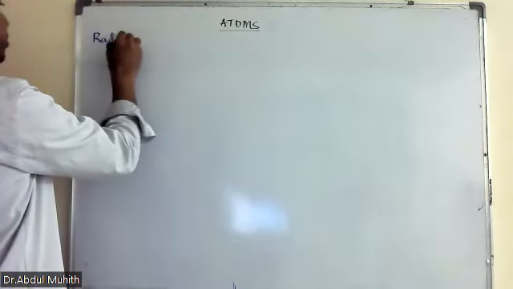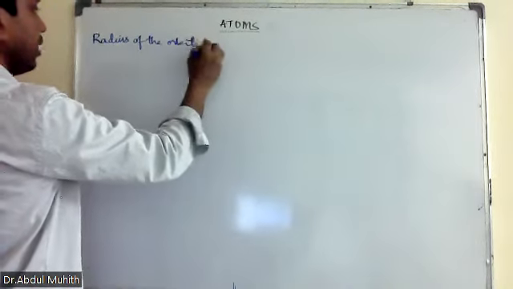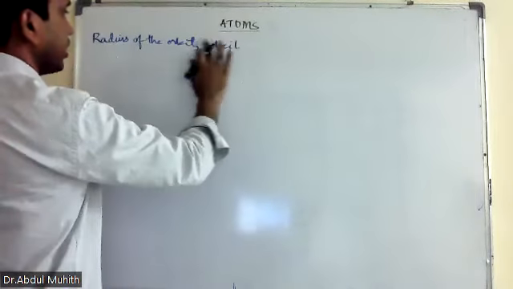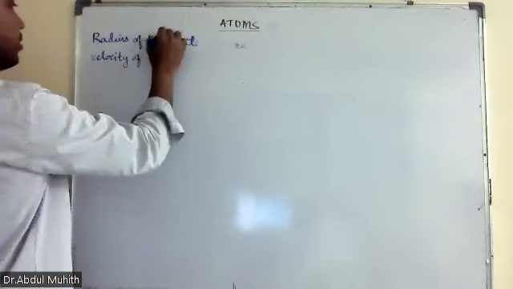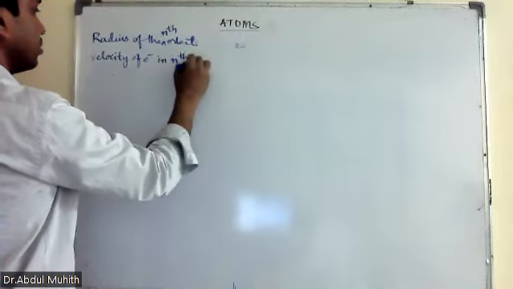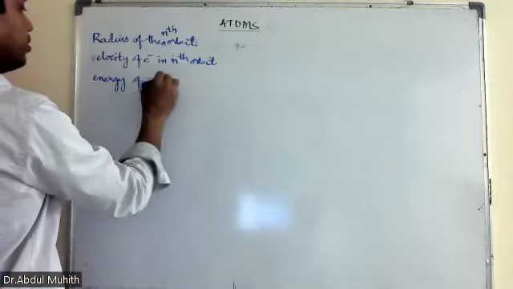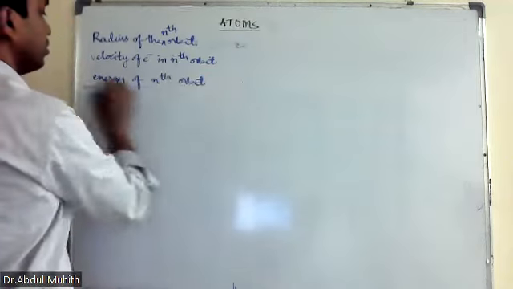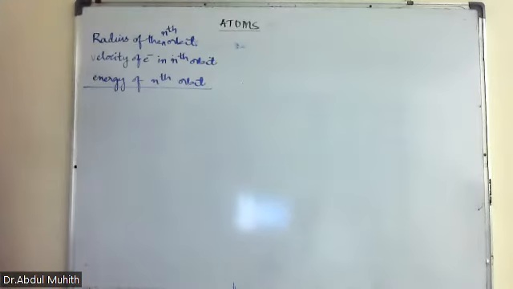Radius of the orbit. There are three derivations here. Velocity of electron in the nth orbit is the second one. Energy of the nth orbit. These are the three derivations: radius of the nth orbit, velocity of electron in the nth orbit, and energy of the nth orbit. Okay, so these are the three derivations.